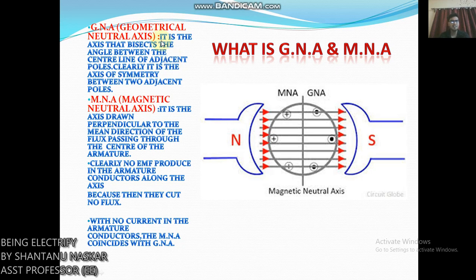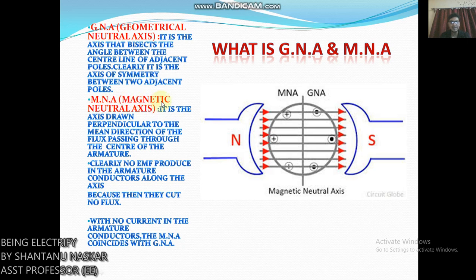Okay, so GNA is the axis that bisects the angle between the central lines of adjacent poles. Clearly, it is the axis of symmetry between two adjacent poles. So this is GNA.